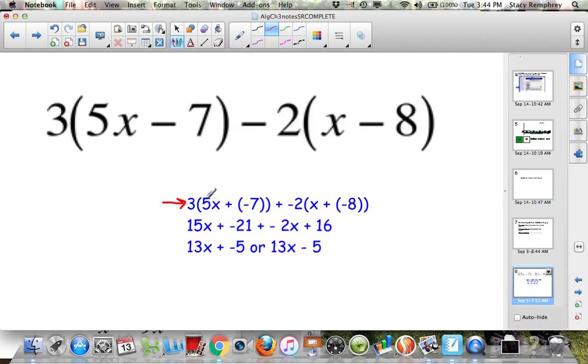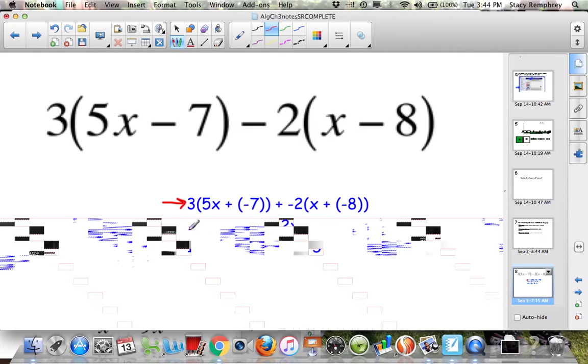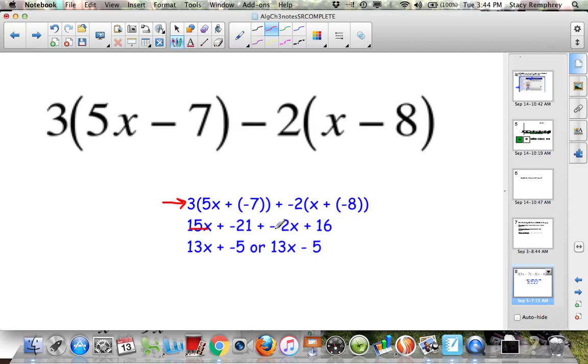Okay, I have 3 groups of 5x, that's 15x. I have 3 groups of negative 7, that's negative 21. Negative 2 groups of x, negative 2x. Negative 2 groups of negative 8, that's my positive 16. I combine my like terms, and I get 13x plus negative 5 or 13x minus 5. Either answer you put in the blank, they're both right.